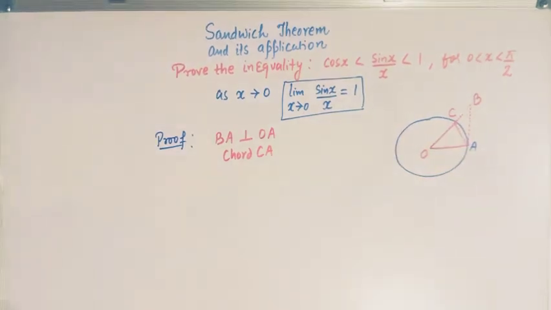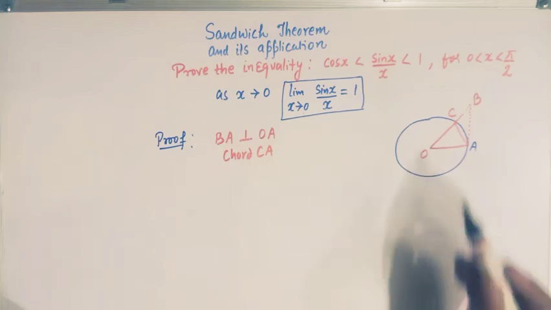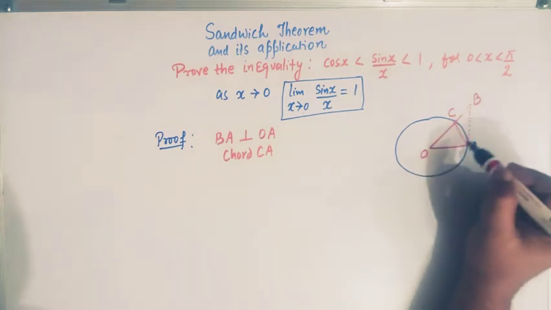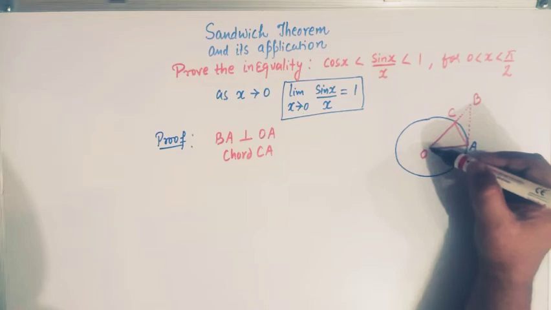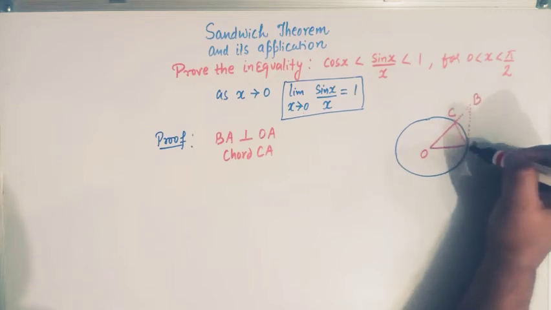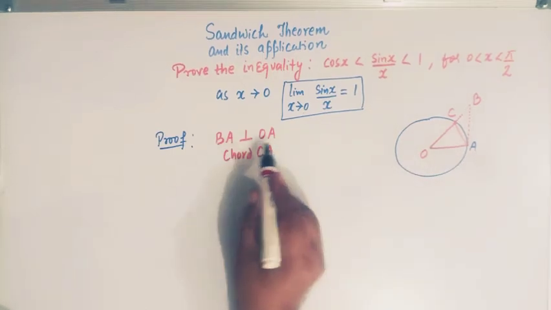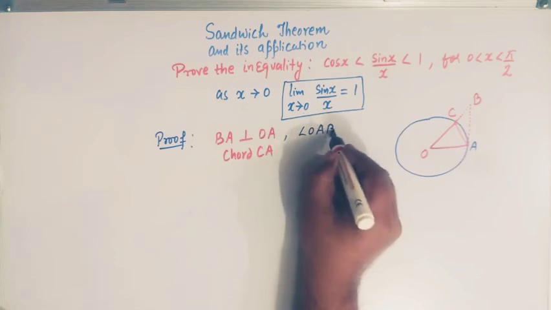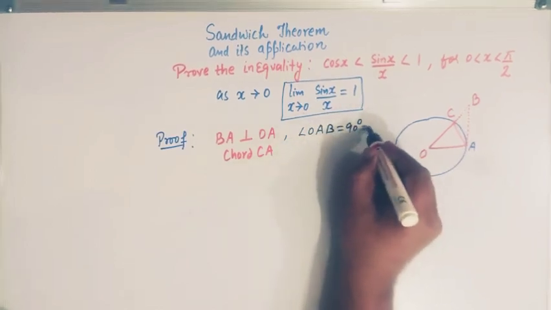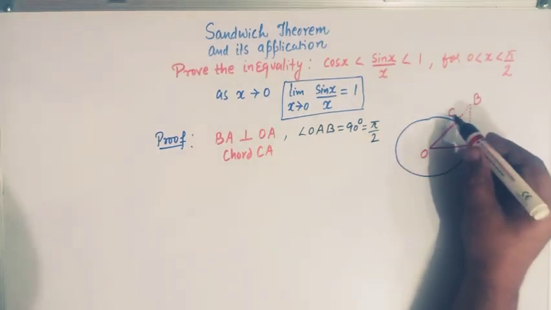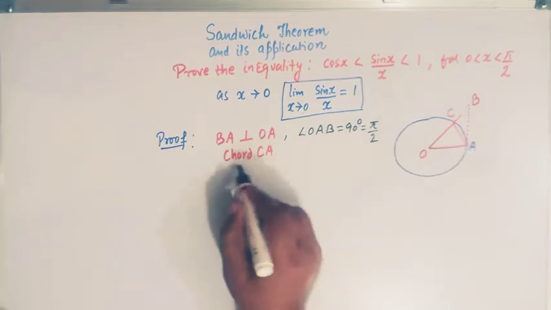Clear? Okay, so here we have a circle with center O. We take 2 points on the circumference of the circle as A and C. We join OC and OA, and we extend OC to the point B such that when B is joined to A, BA is perpendicular to OA. It means angle OAB is 90 degrees, so it is pi by 2. Okay, now we join the point C and point A, so we get a chord CA.